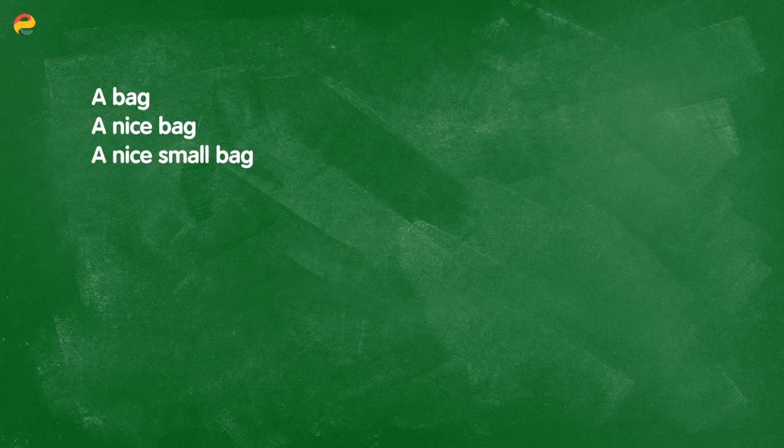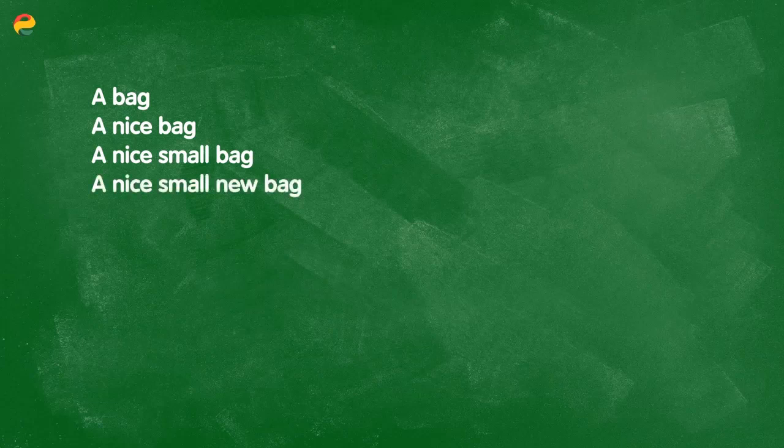However, I would like to bring our attention to the order of adjectives contained within a sentence, because there is a specific and a correct order to constructing phrases with adjectives. So let's start very simply. A bag. But maybe I want to describe, well, what I think about the bag. And then I can say, a nice bag. Or I want to tell you about the size. A nice small bag. And maybe I also want to tell you about the age. A nice small new bag.